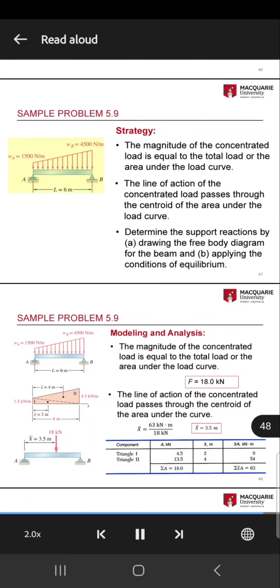Assume the beam is supported by a roller at point A and a pin at point B. The distributed load increases linearly from zero at point A to a maximum at point B. Strategy: the magnitude of the concentrated load is equal to the total load, the area under the load curve. The line of action of the concentrated load passes through the centroid of the area under the load curve. Determine the support reactions by drawing the free body diagram for the beam and applying conditions of equilibrium.